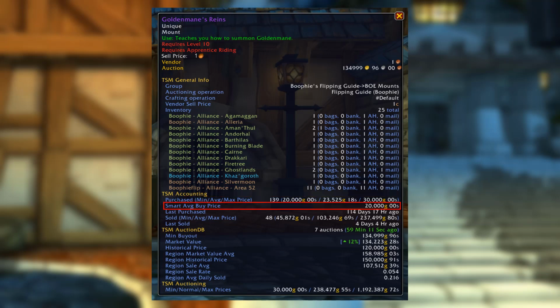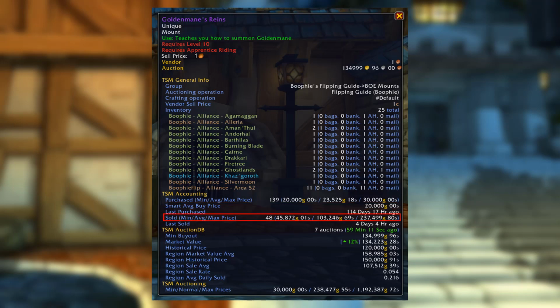Moving on to the next tooltip, this will be smart average buy price, and this will just be an average of the prices that you've purchased that item for. So if you bought a whole heap of one item, it will get the average price of how much you've paid, and it will give you a number for that.